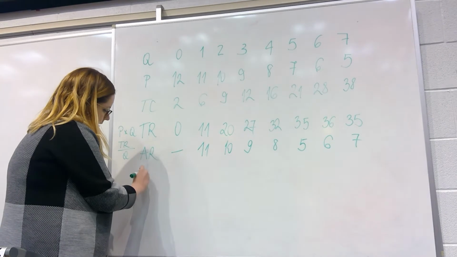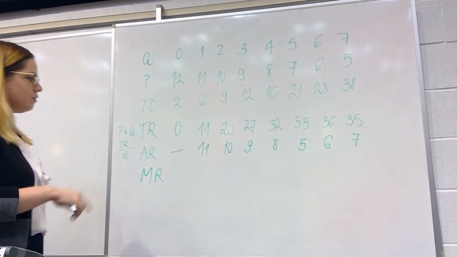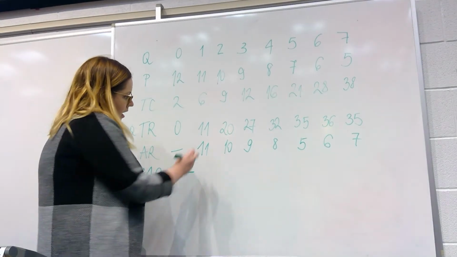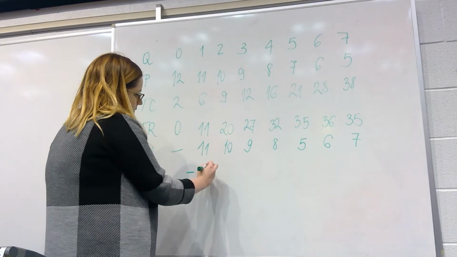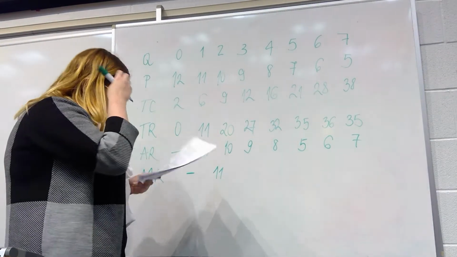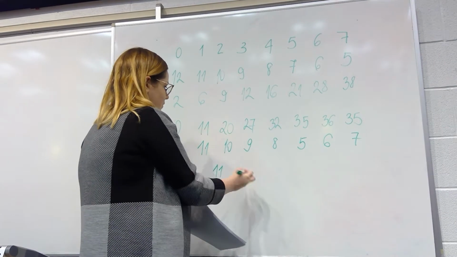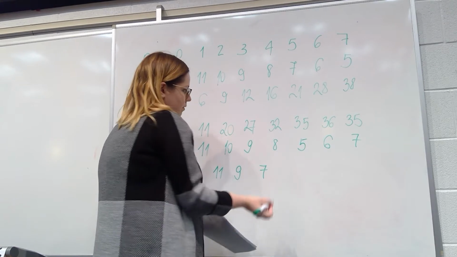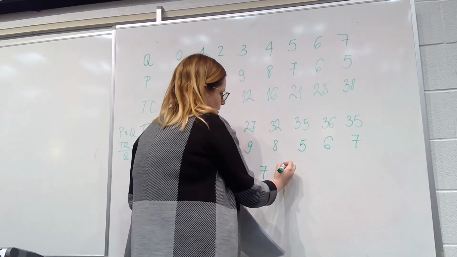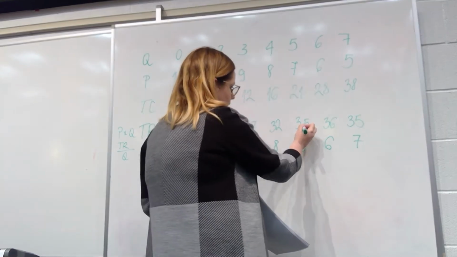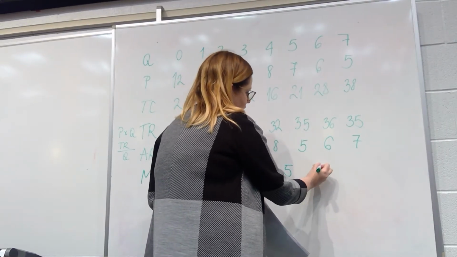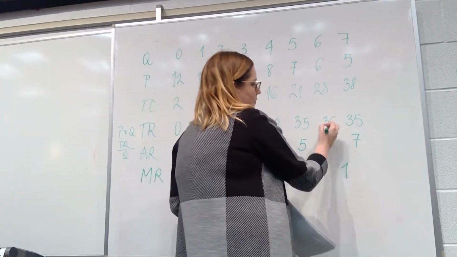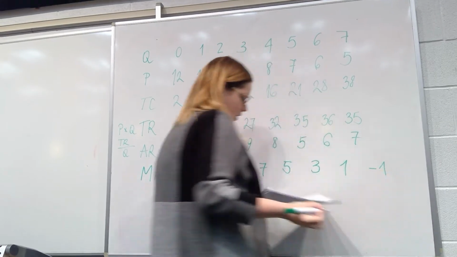Marginal revenues are additional revenues from extra units produced. So in the first case we have nothing, then in the second case the difference between 11 and 0 would be 11. In the next case the difference between 20 and 11 would be 9. The difference between 27 and 20 would be 7. 32 minus 27 would be 5. 35 minus 32 would be 3. 36 minus 35 would be 1. And 35 minus 36 would be minus 1.